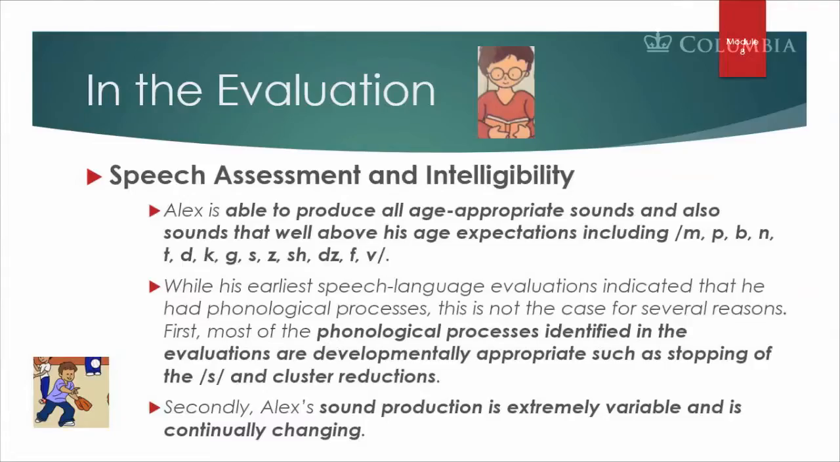Speech assessment and intelligibility. Alex is able to produce all age-appropriate sounds and also sounds that are well above his age expectations, including m, b, p, n, t, d, k, g, s, z, sh, j, f, v. While his earliest speech language evaluations indicated that he had phonological processes, this is not the case for several reasons. First, most of the phonological processes identified in the evaluations are either developmentally appropriate, such as stopping the S and cluster reductions. Secondly, Alex's sound production is extremely variable and it's continually changing.